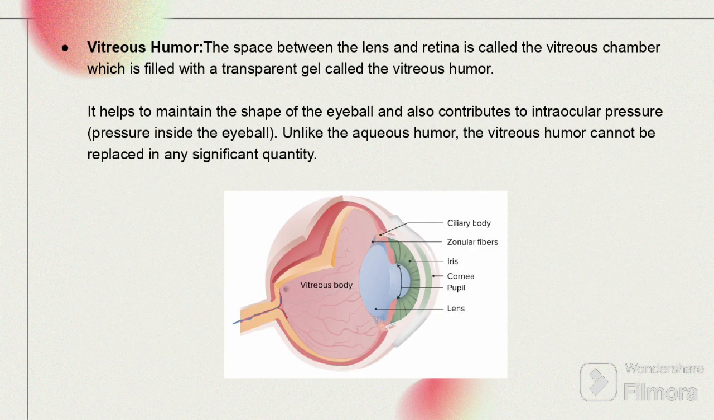Vitreous humor. The space between the lens and retina is called the vitreous chamber, which is filled with a transparent gel called the vitreous humor. It helps to maintain the shape of the eyeball and also contributes to intraocular pressure inside the eyeball. Unlike the aqueous humor, the vitreous humor cannot be replaced in any significant quantity.